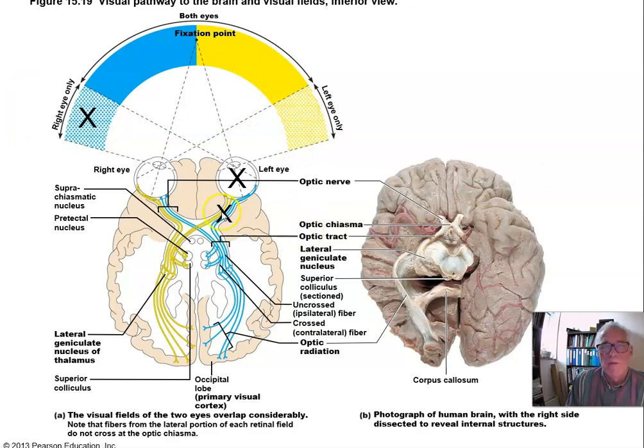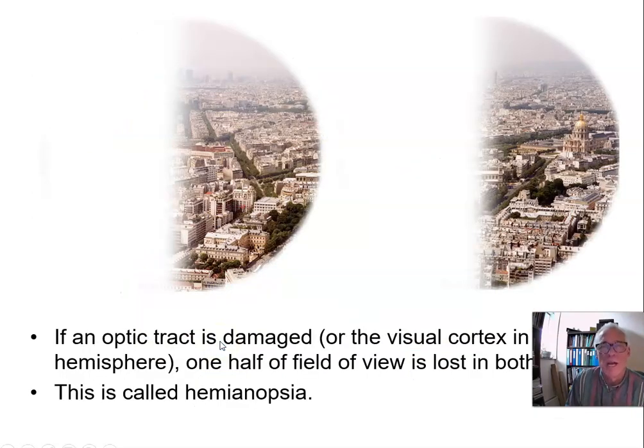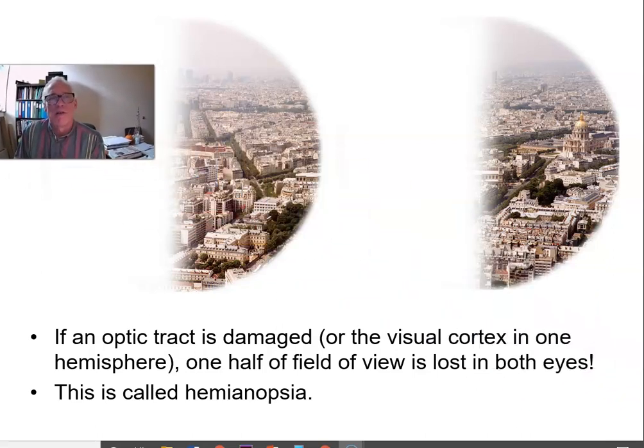However, if we damage the optic tract, once you pass the optic chiasma, where we've already congregated all of the axons from one half of both retinas together, or we lose the occipital lobe in one hemisphere, we're going to have hemianopsia. We're going to have loss of one half of the field of view in both eyes.